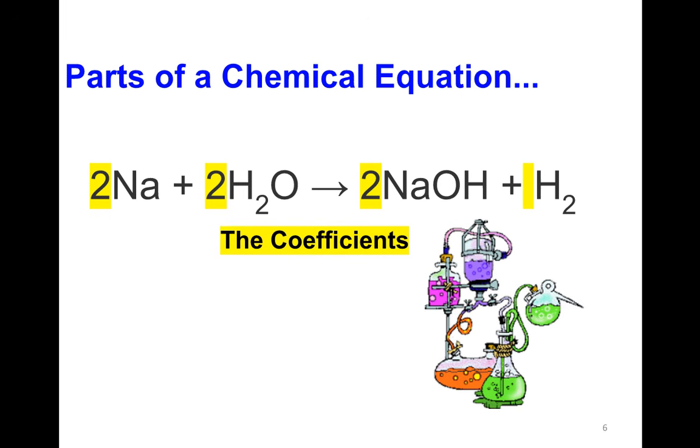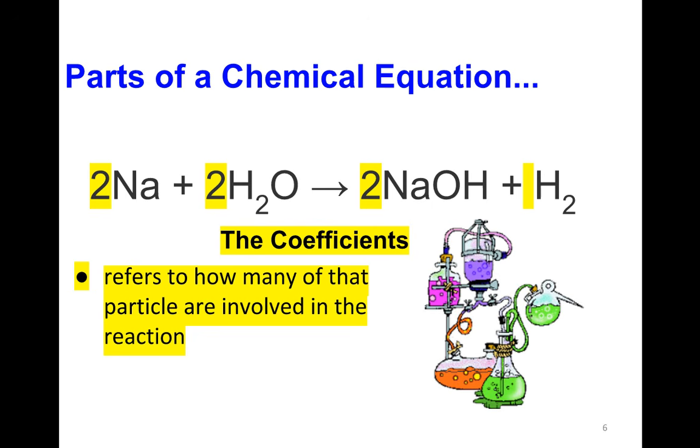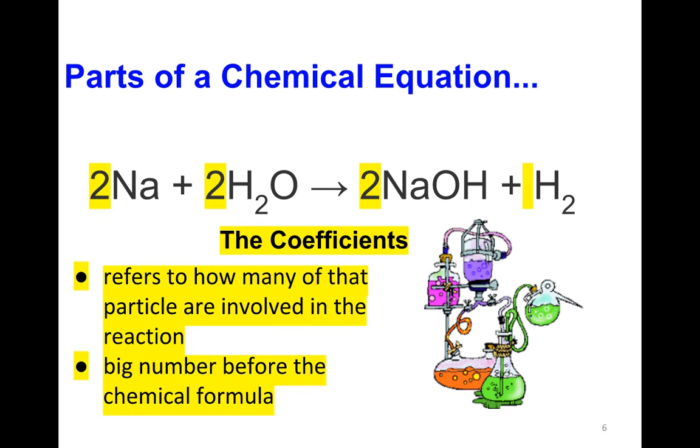So here we go. These numbers, just like in math, are called coefficients. They refer to how many of that particle are involved in the reaction. So basically what this says is there are 2 sodium atoms plus 2 water molecules results in the production of 2 sodium hydroxide molecules and 1 molecule of hydrogen gas. It's the big number before the chemical formula. And the word coefficient is used the same way as it is in math.